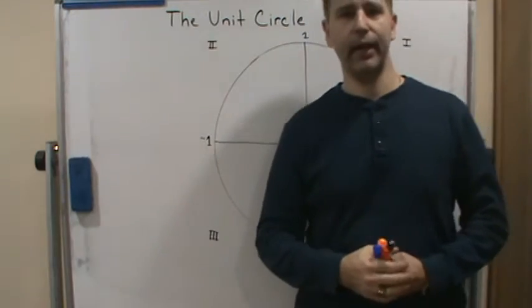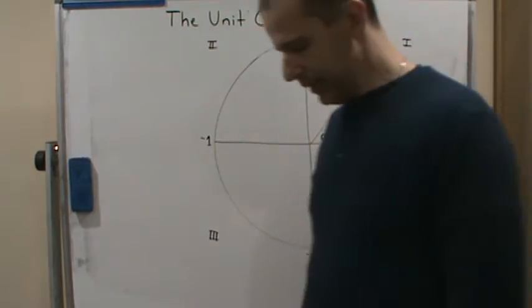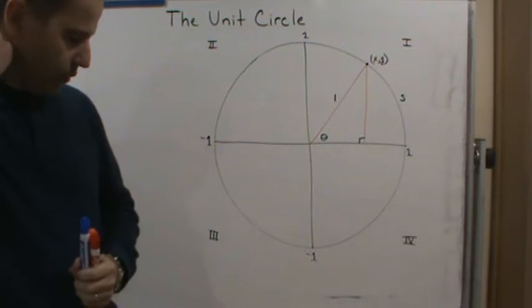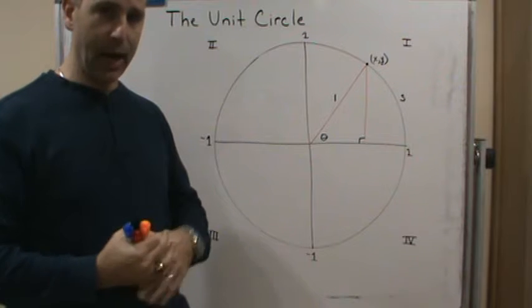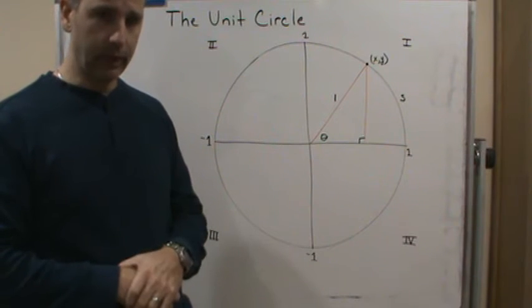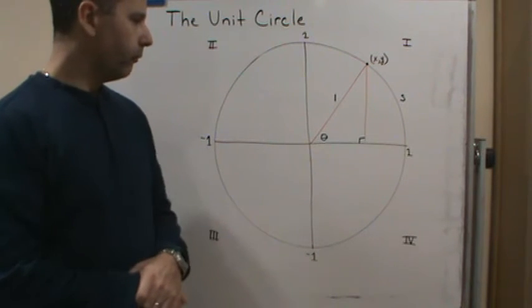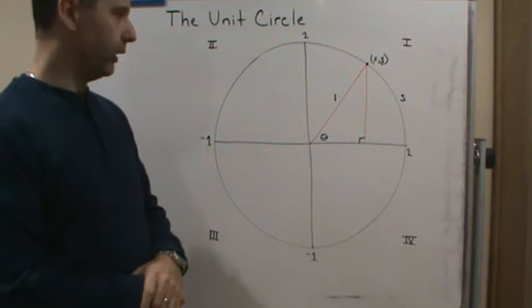Hi, welcome back, and today we're going to talk about the unit circle. So we're going to redefine the trigonometric functions sine and cosine with respect to the unit circle, and I kind of alluded to this earlier, and so I'm now going to go through and actually define sine and cosine a little differently, okay?